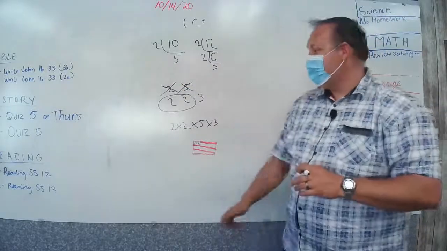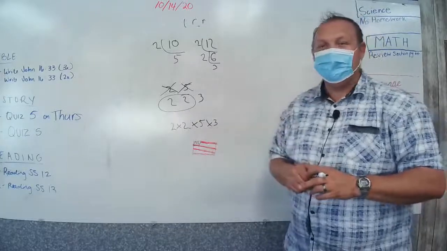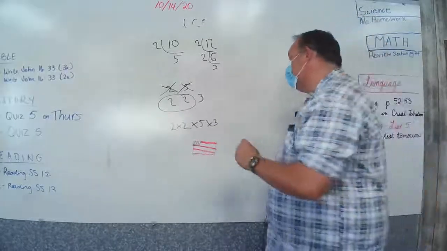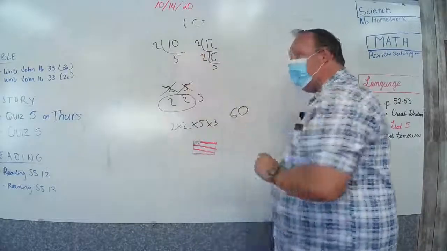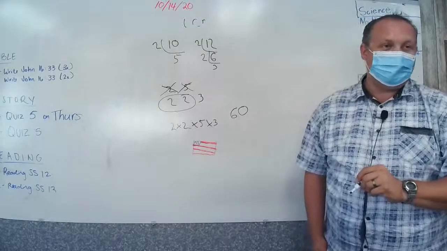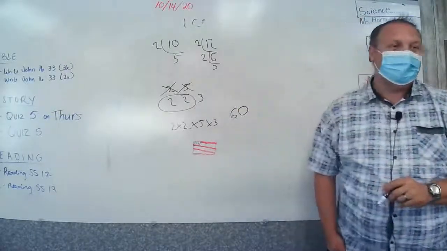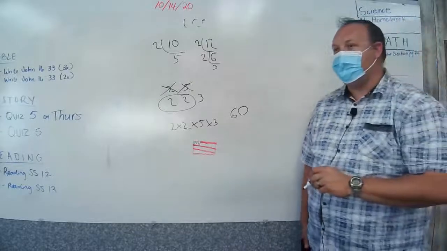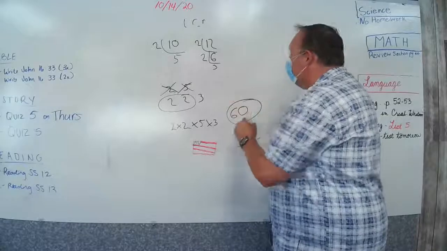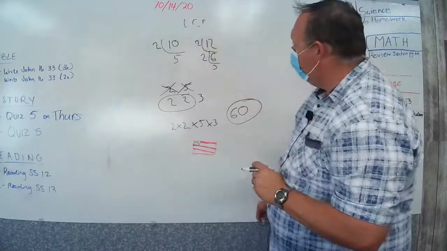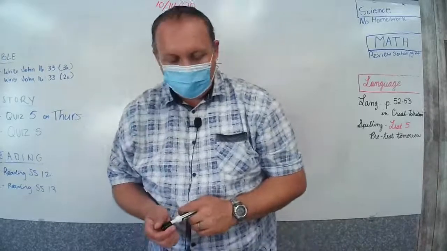Okay? So 2 times 2 is? 4. Times 5 is? Times 3 is? 60. Does 10 go into 60? Yes, it does. 6 times. Does 12 go into 60? Yes, it does. 5 times. Okay? So 60 is our least common multiple for 10 and 12.